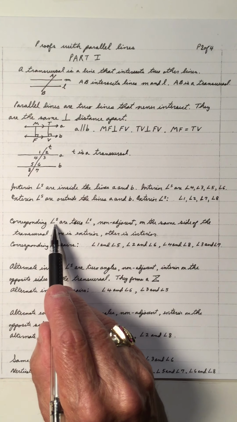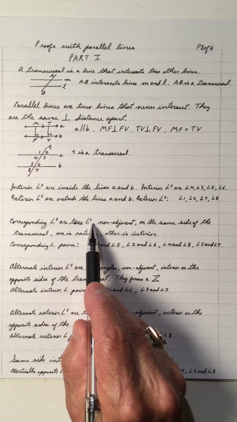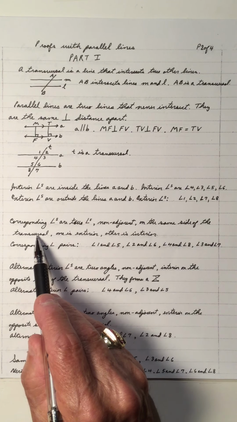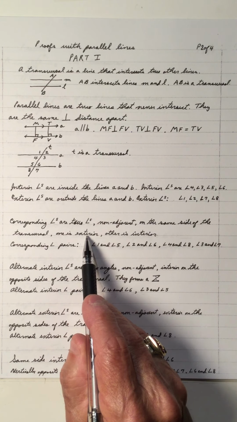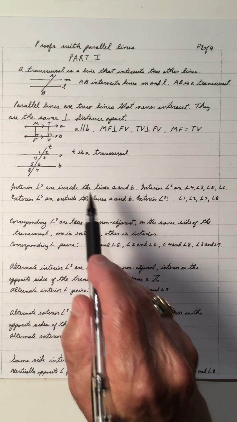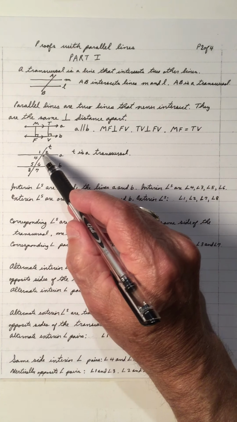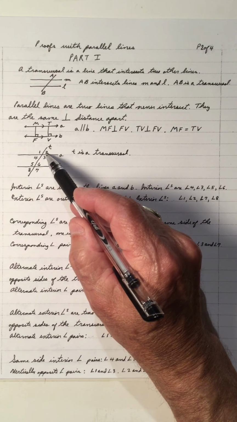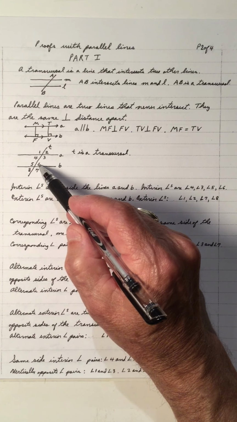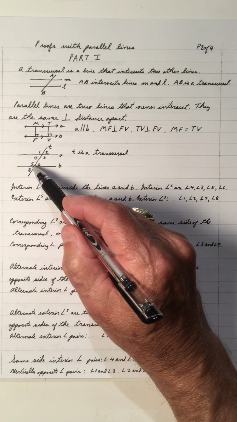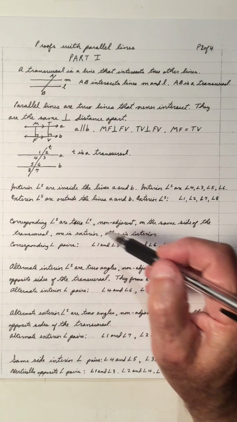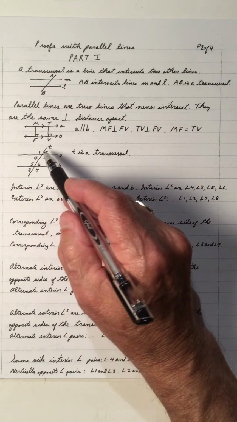The corresponding angles are two angles, non-adjacent, on the same side of the transversal. One is exterior and one is interior. Corresponding angles are non-adjacent: 1 and 4 are adjacent, 2 and 3 are adjacent, 6 and 7 are adjacent, 5 and 8 are adjacent, 5 and 6 are adjacent, but corresponding angles are non-adjacent. One is exterior and one is interior.